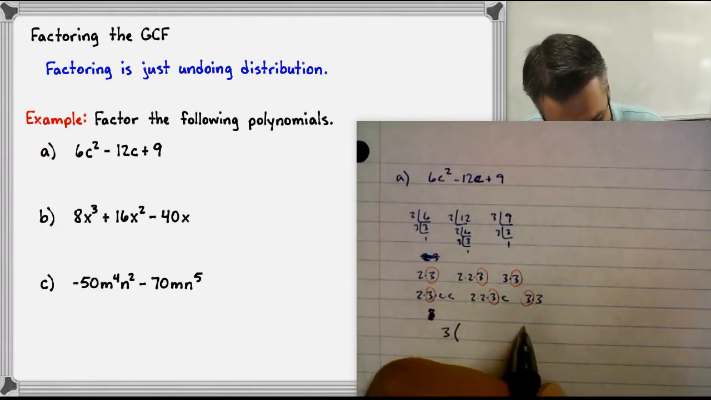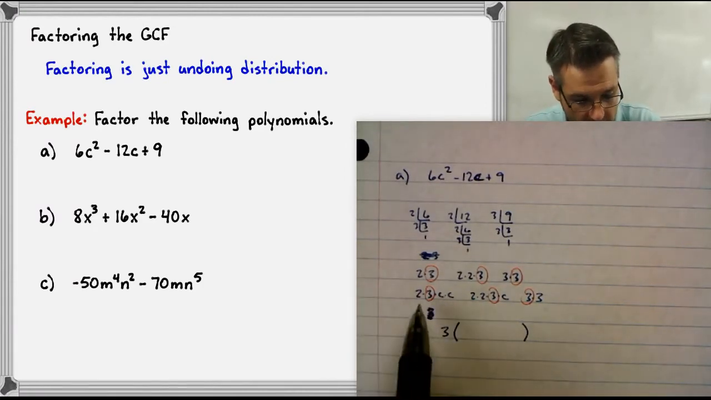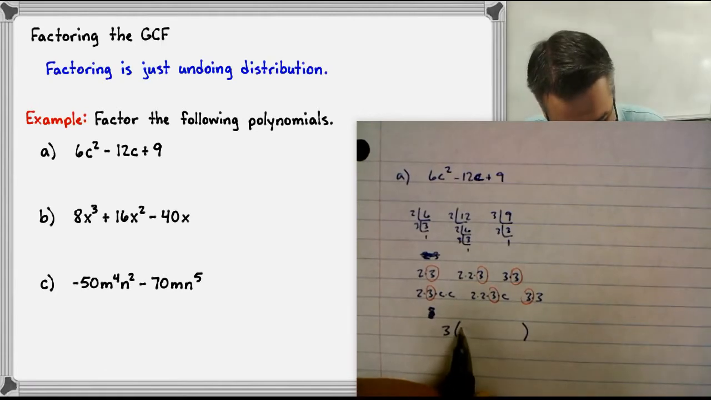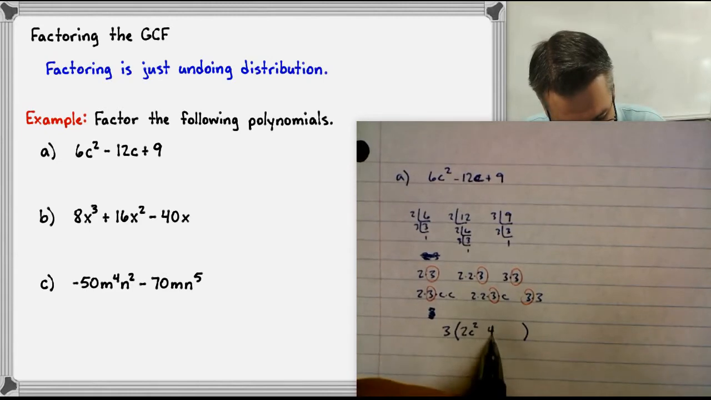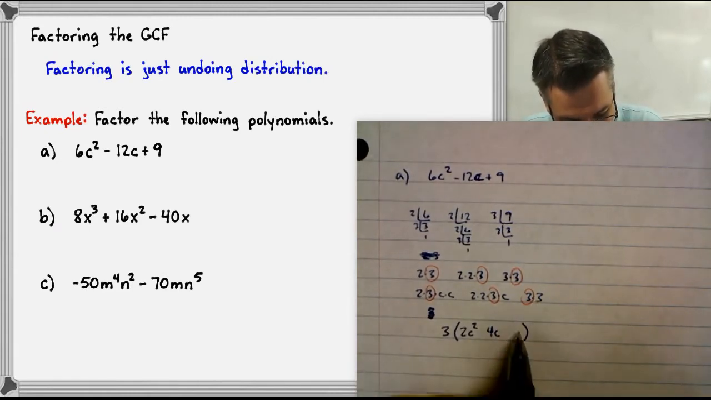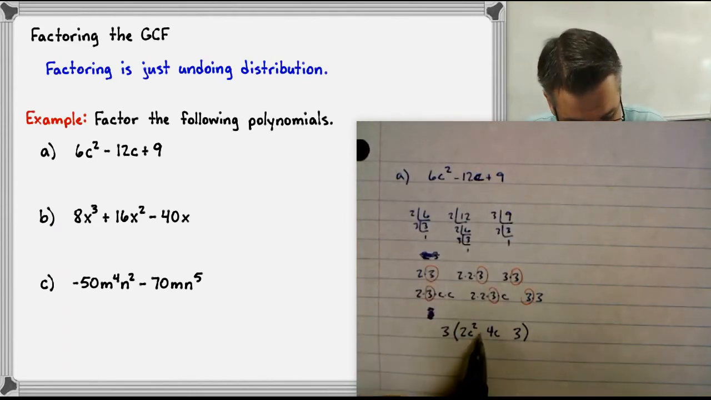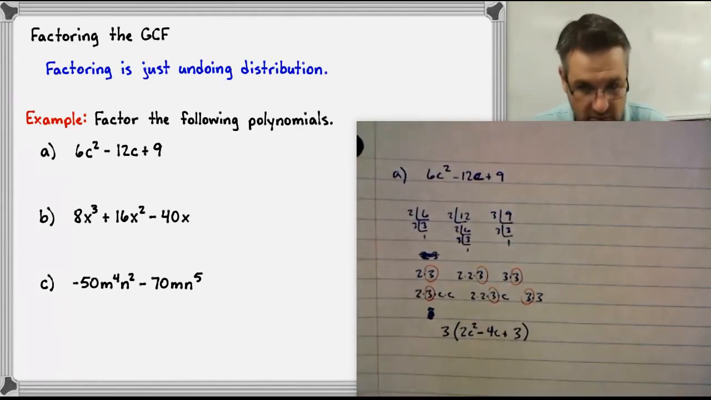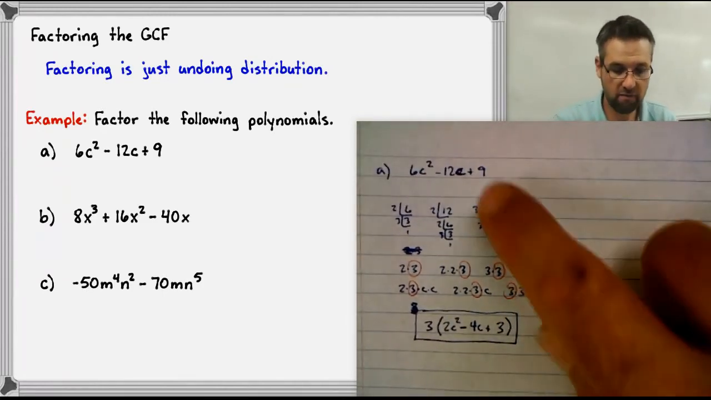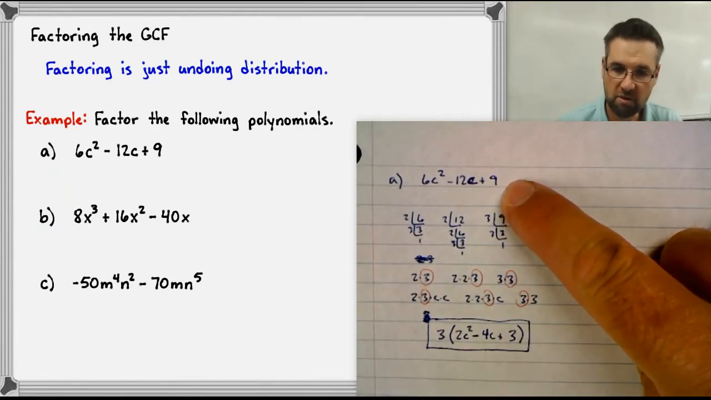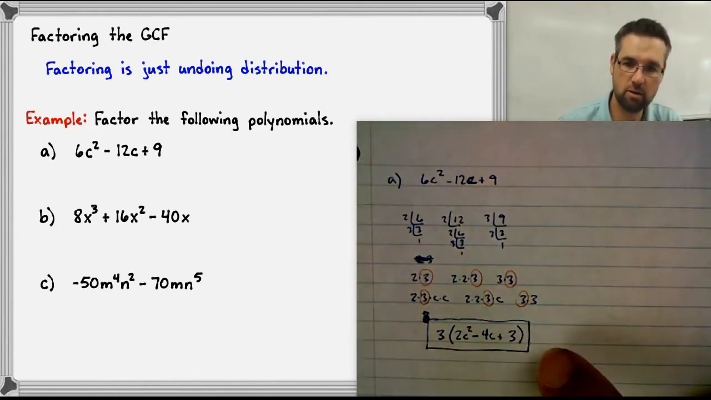And now we've got to figure out what's left over that's going to go in this parenthesis. Well, what's left over is what we didn't circle. Here we have 2 and c times c. Well, that would be 2c squared. And then here we have 2 times 2, which is 4, and c. And then here we have left over a 3. And the signs that we have up here are basically going to carry down. So that's a negative, so we're going to put a negative here. That's a positive, so we're going to put a positive there. So this is the completely factored form of our standard form polynomial. Before, we were used to going from here to here. Now we're going backwards from here to there.